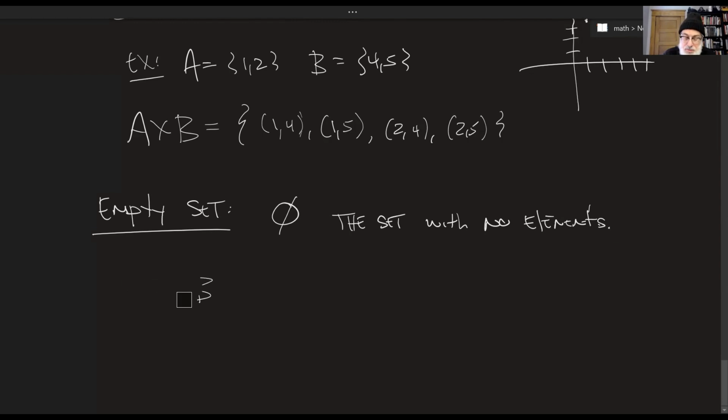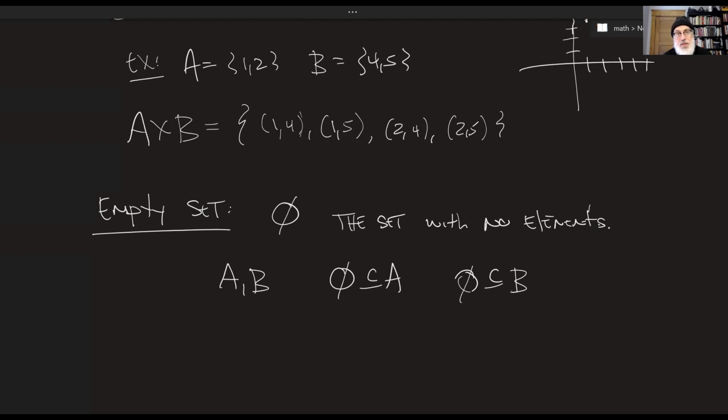Now, it should be obvious that if I have a set A and B, and I have the empty set, it has no elements, so all its elements are also in A. In fact, all its elements are also in B. No, it's vacuously true because it has no elements. So that's why the empty set is a subset of any set you have.